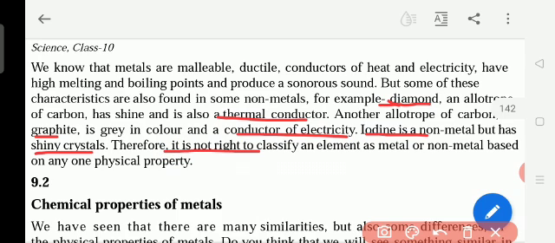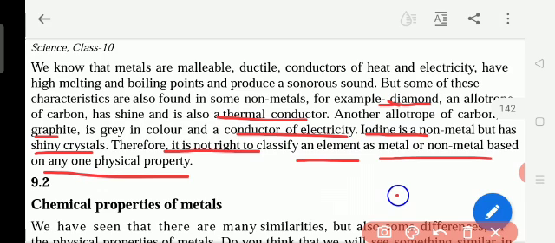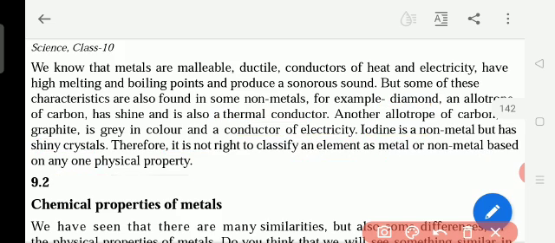Therefore, it is not right to classify an element as metal or non-metal based on only physical property. So, seeing the physical properties, we cannot differentiate the metals and non-metals, because some properties of the metals and non-metals are same. Okay. So these are the characteristics of the physical properties of the metals.